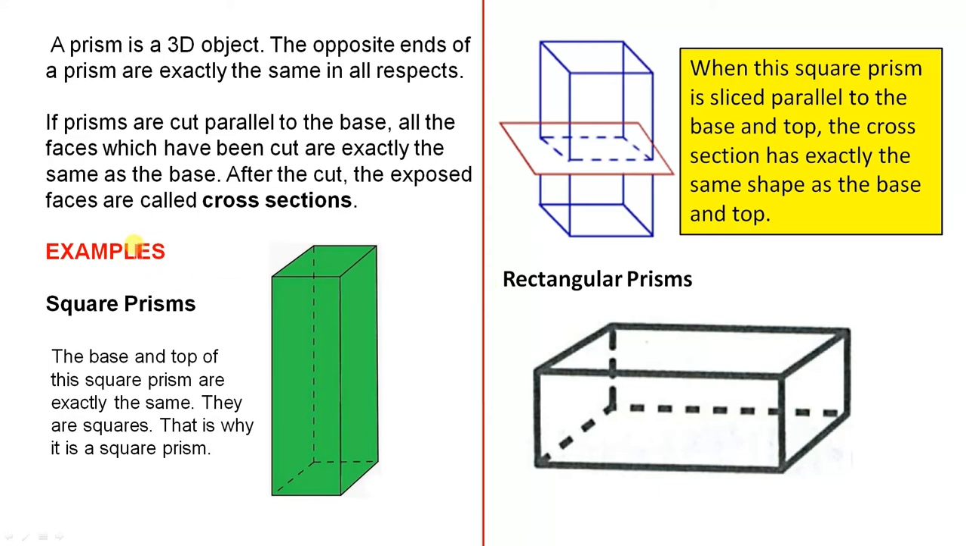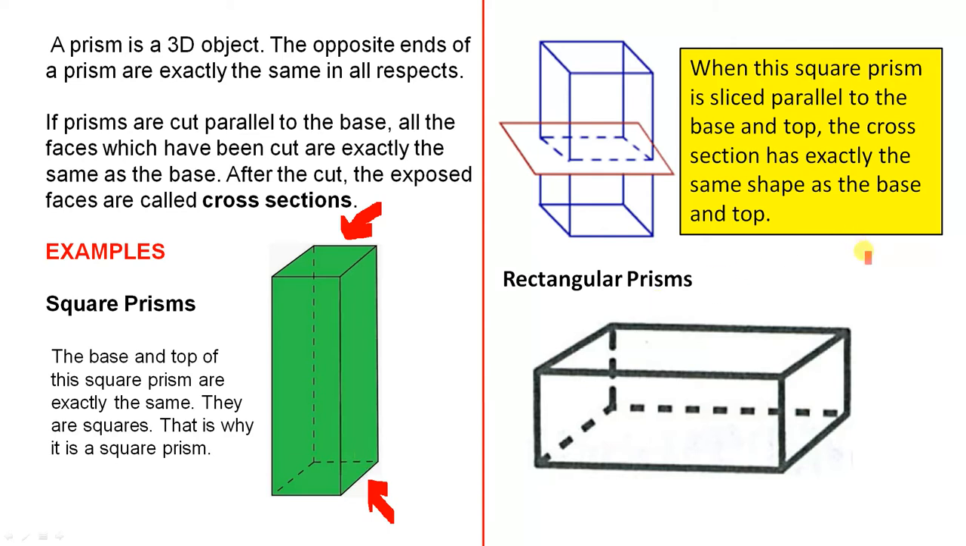Let's look at some examples. Square prisms. The base and top of this square prism are exactly the same. They are squares. That is why it is a square prism. So this top here, that one there, and the base here underneath, they are both squares, and that's why it's called a square prism.